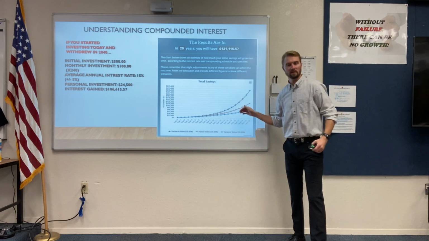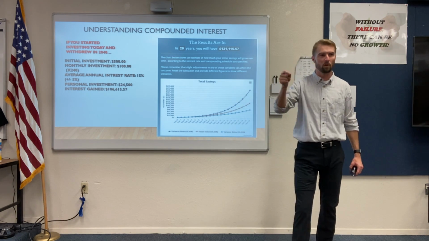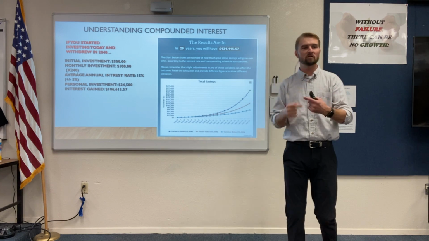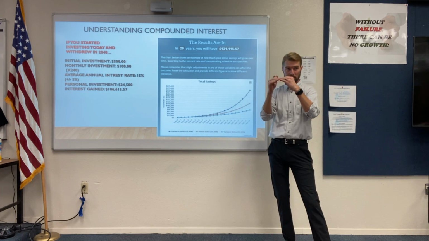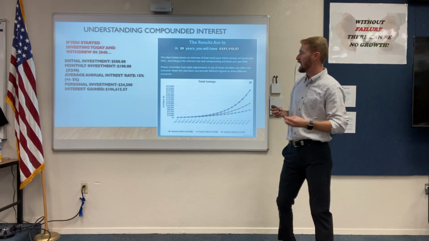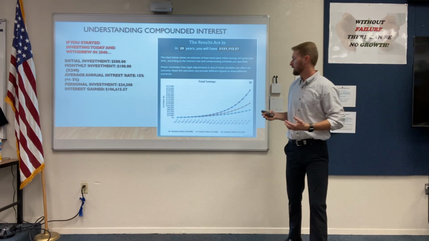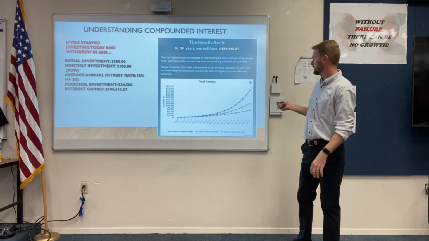So compounded interest works the opposite of that. As you continue to put more money into the account, that interest is paid on top of the new number, right? So let's just say, for instance, that you got an average interest rate of 15% over 20 years, right? And I don't know how realistic that is, but let's just look at it, right?